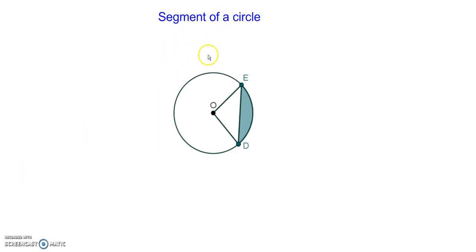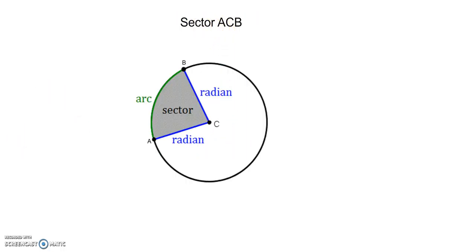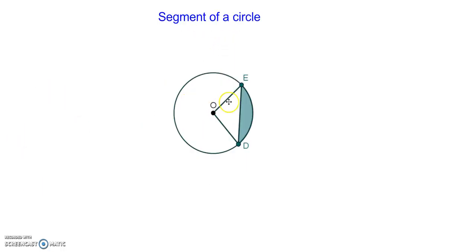All right, moving on to the last thing we're going to learn about circles today, which is called the segment of a circle. As we just talked about sectors, we have a sector here, EOD. This whole thing, this white and this blue part, is sector EOD. But now what we're talking about is a segment. A segment is the area of a circle.